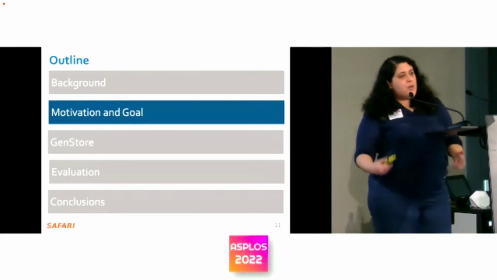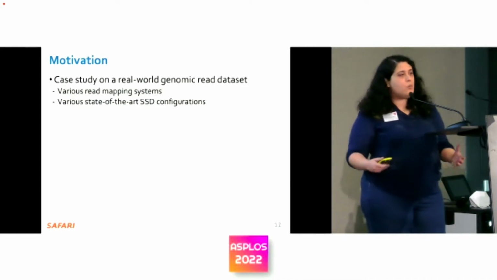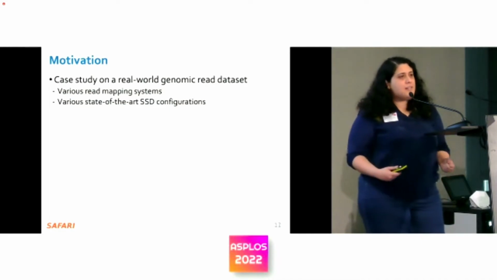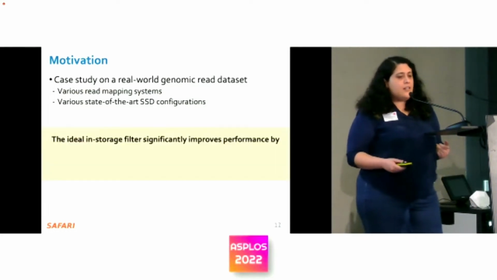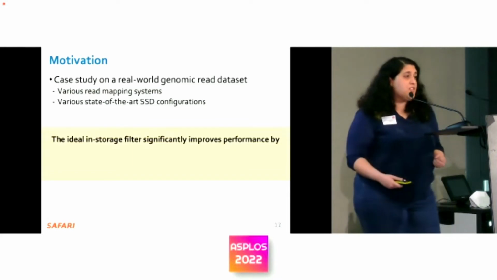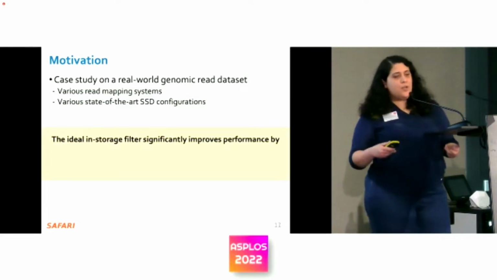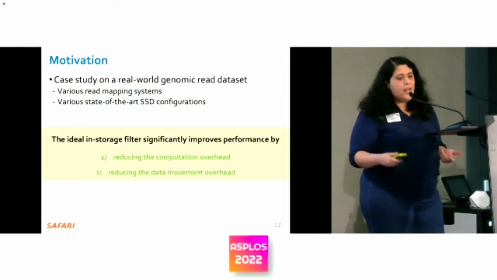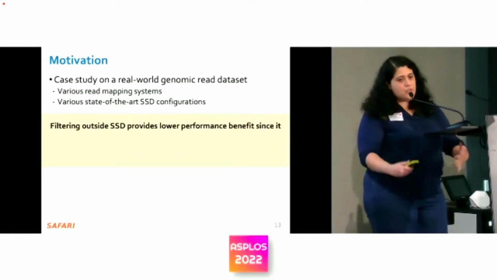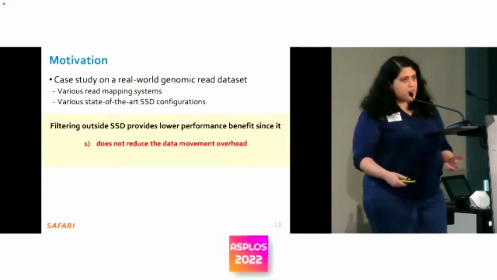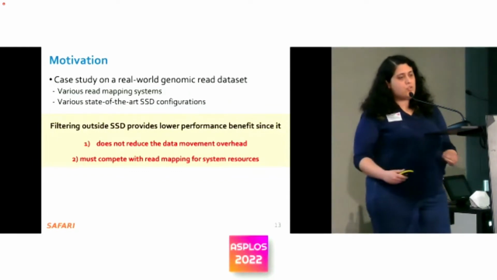In our work, we try to experimentally show the potential benefits of ideal in-storage filtering by performing a case study on real-world genomic datasets using various read mapping systems, each of which exhibits several optimizations. We also analyze these on state-of-the-art SSDs with different types of interfaces, and we make several observations. First, the ideal in-storage filter significantly improves performance by addressing both computation and data movement overhead. Second, filtering outside the SSD provides lower performance benefits. First, it does not address the data movement overhead. Also, it must compete with read mapping for resources throughout the system.